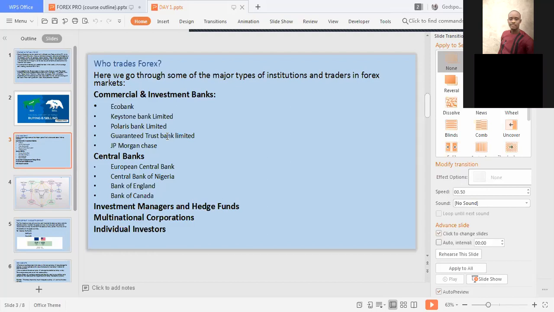Who are the subordinates, the banks that assist? The banks that assist are EcoBank, Keystone Bank, Guaranty Trust Bank, JP Morgan, and so forth. All these banks are the other banks that assist the central banks. Now, the other firms that trade are all these investment managers that we see, who tell you to bring 1 million naira and put your money into Forex and they help you trade.